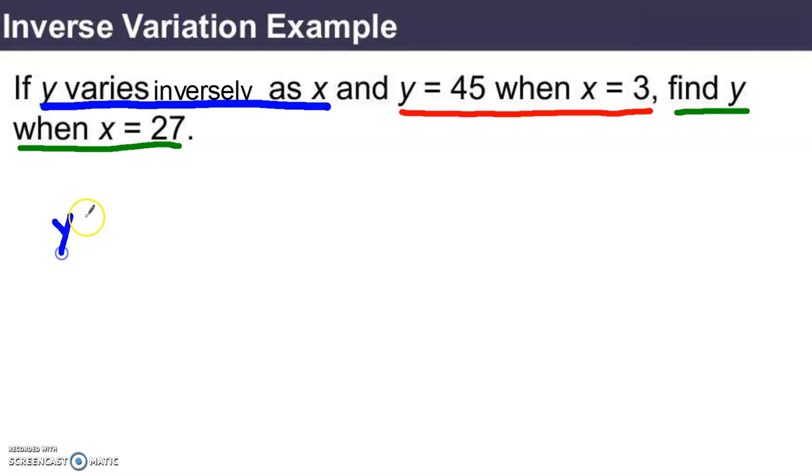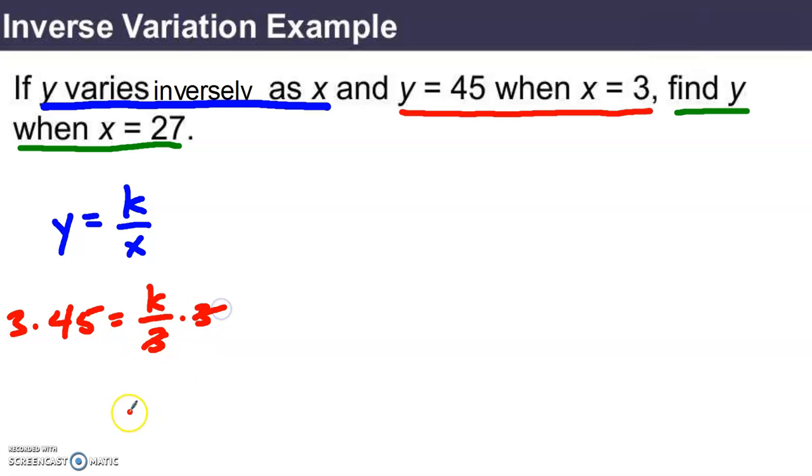So I can use the equation y equals k divided by x. And if I have a specific x and y value, I can use those values in this equation to find k. If y equals 45 when x equals 3, can we figure out what k would have to be? Well, you could show it by multiplying both sides by 3 and confirming that k would have to equal 135.